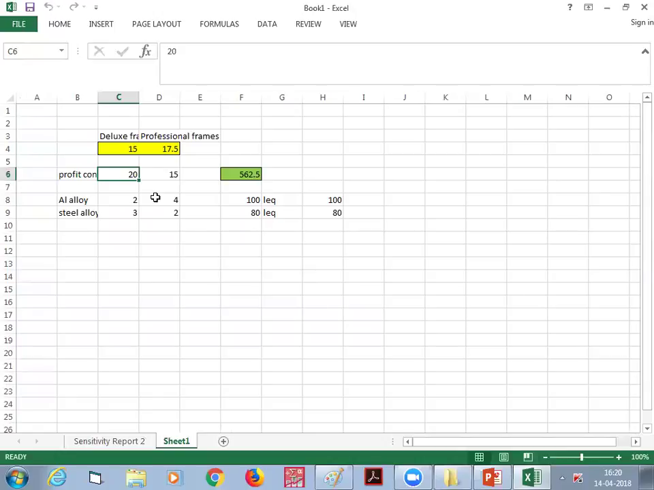What will happen is the optimal solution will change. So within the range, the optimal solution remains the same. Outside the range, the optimal solution will change. So any prediction? I'm making this 25 now. Any prediction what will happen now? Some guess.